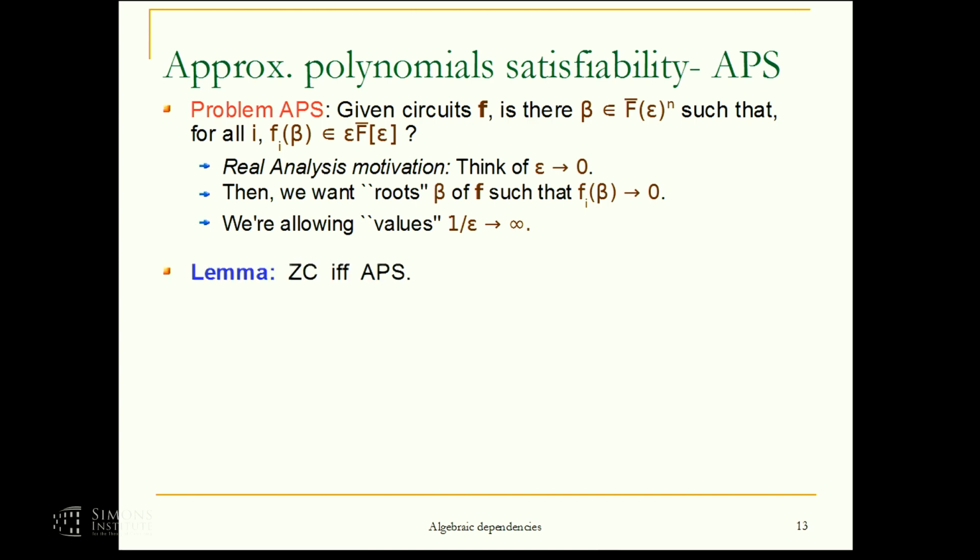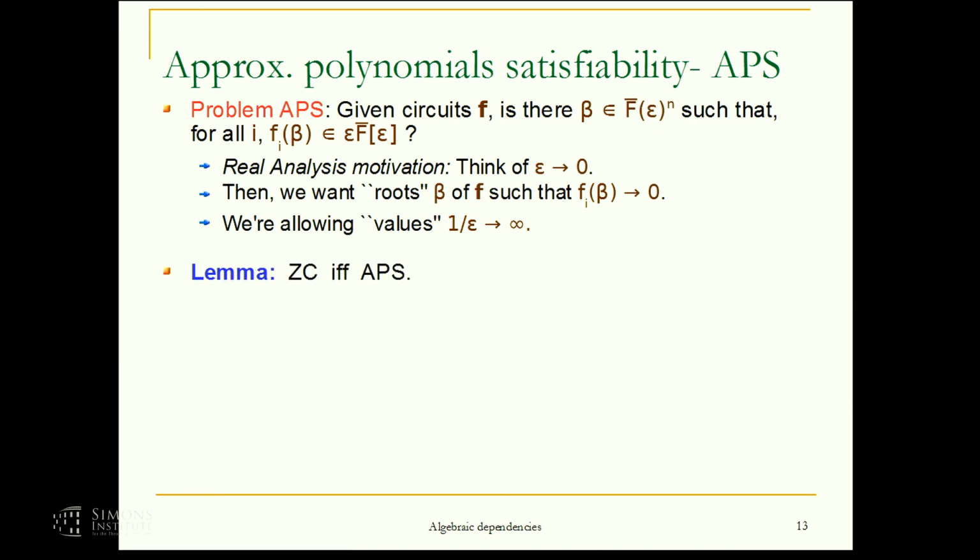So this problem should actually be called infinitesimally approximate polynomial satisfiability, because it is not just an approximate root, but an infinite sequence of points where the system evaluation is tending to 0, arbitrarily close to 0.